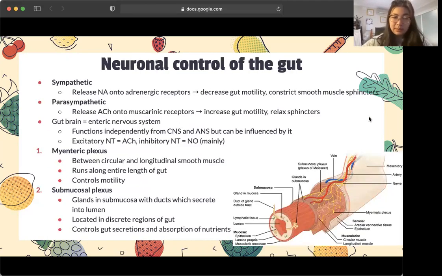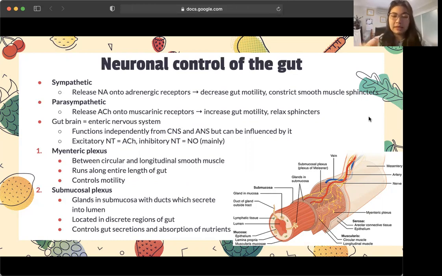Neuronal control of the gut. We want to know that there is a gut brain, and it's called the enteric nervous system. And there are two main plexi that we want to be aware of. The myenteric plexus, which lies between those two layers of smooth muscle, the circular and longitudinal muscle, and then the submucosal plexus.